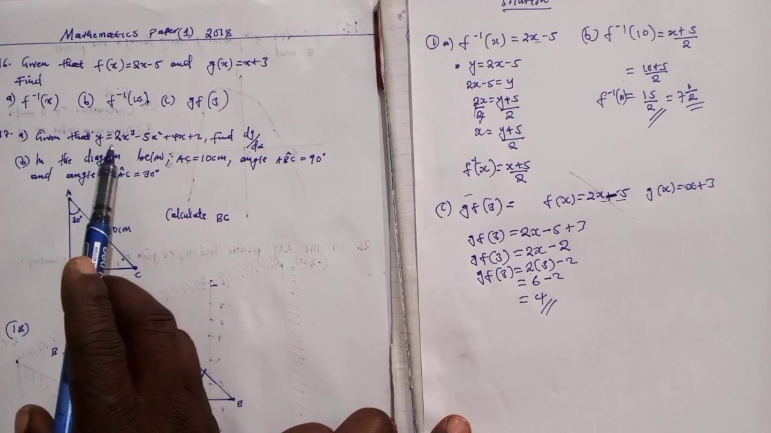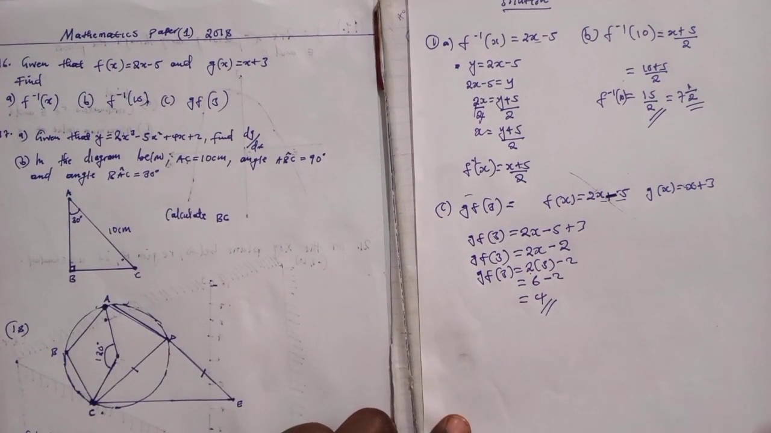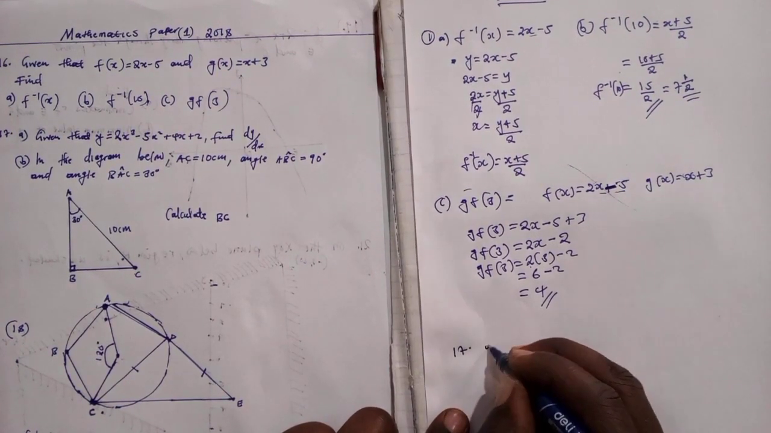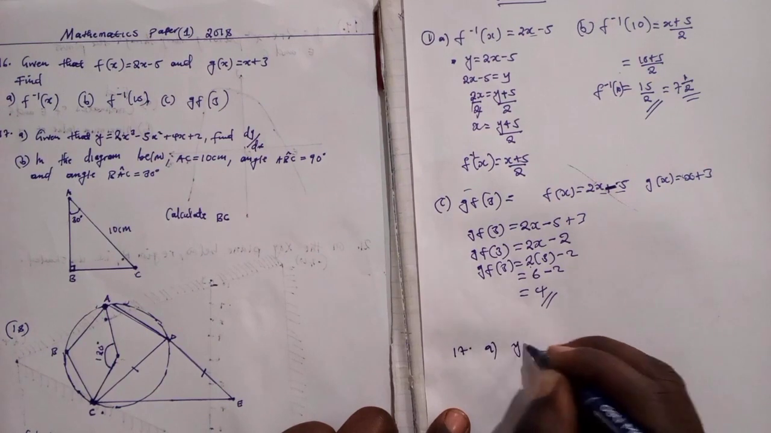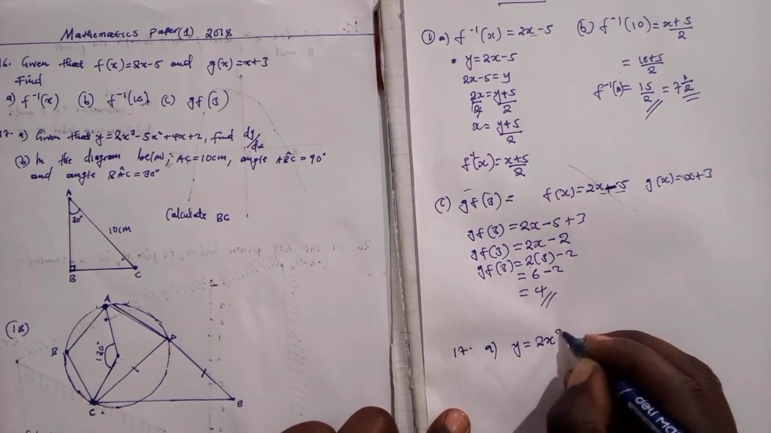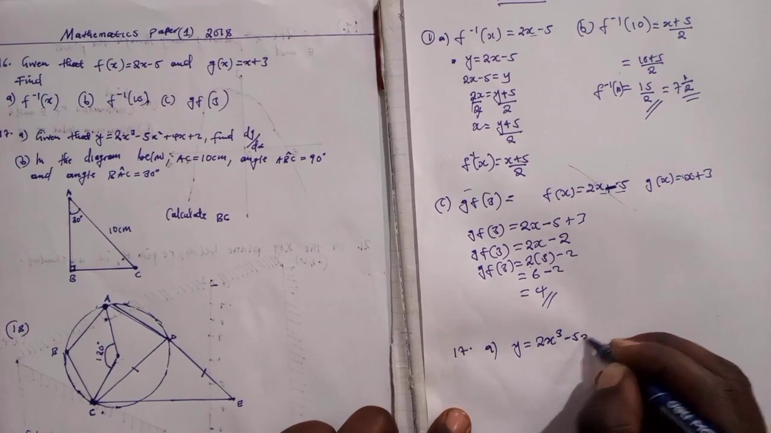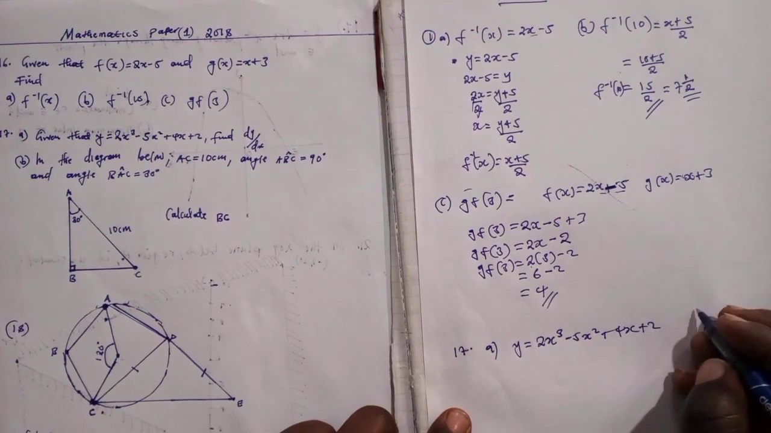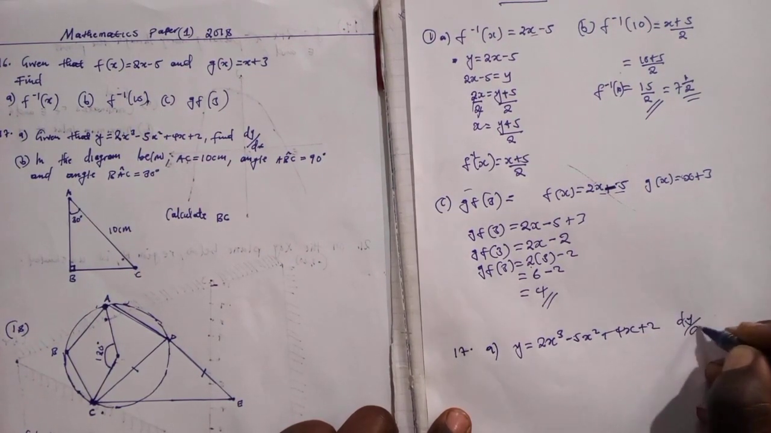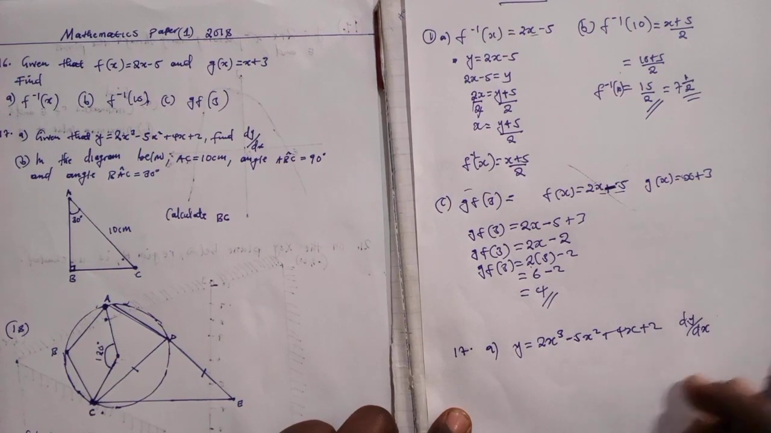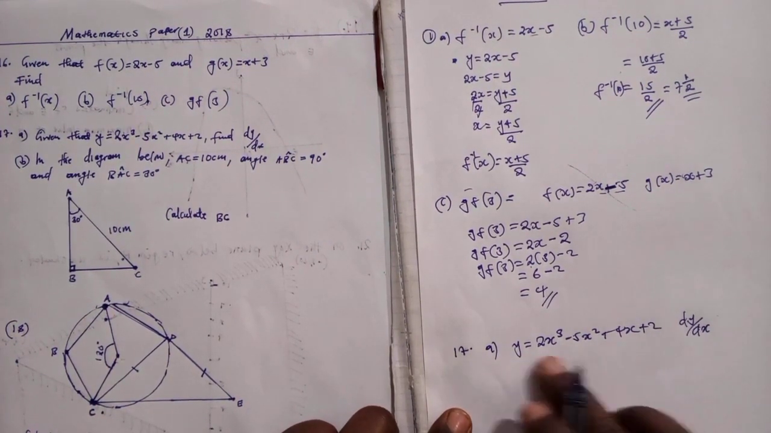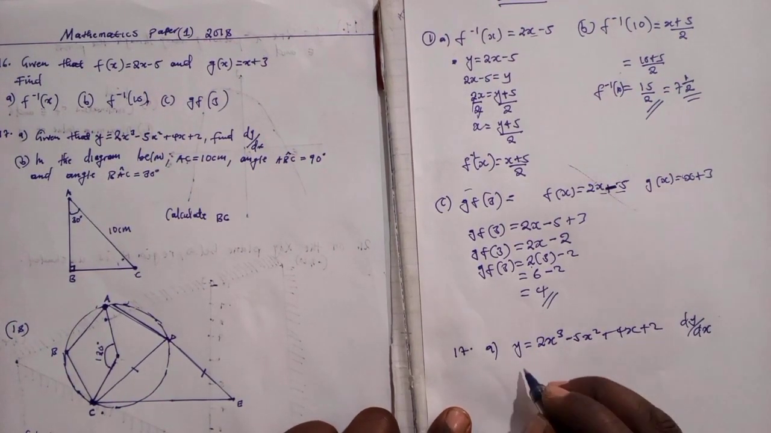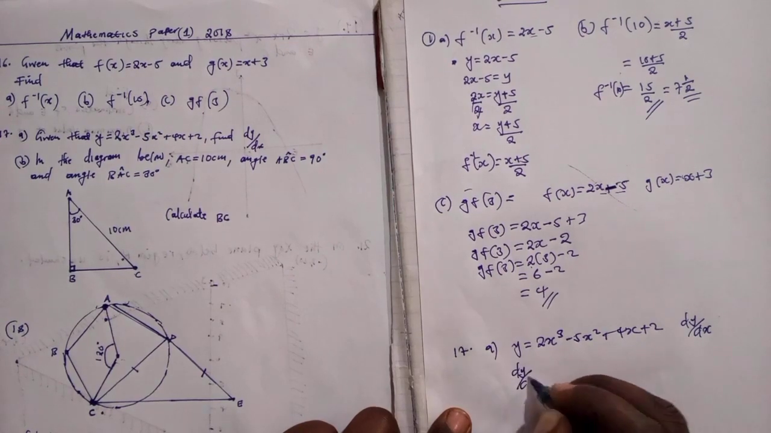Given that y equals, this is for question 17a, y equals 2x cubed minus 5x squared plus 4x plus 3, and we are asked to find dy over dx. That means we are asked to find the differentiation of this polynomial equation.